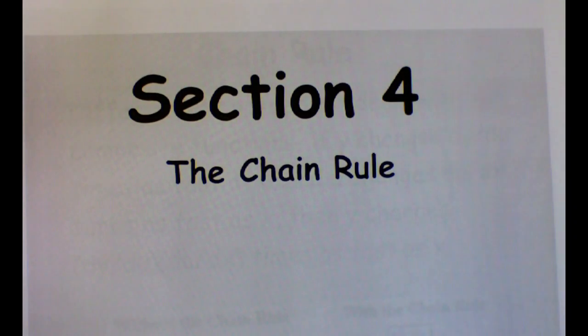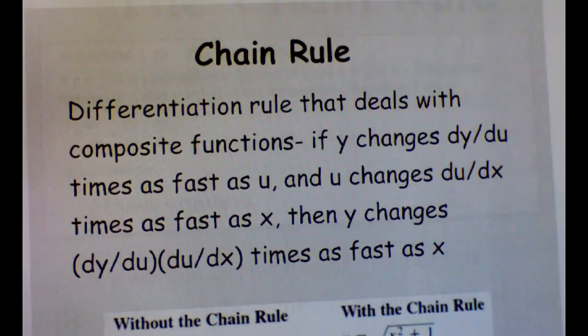All right, today we're going to talk about something called the chain rule. So the chain rule is a differentiation rule that deals with composite functions. If y changes dy/du times as fast as u, and u changes du/dx times as fast as x, then y changes dy/du times du/dx times as fast as x.